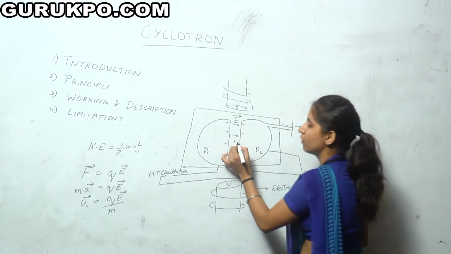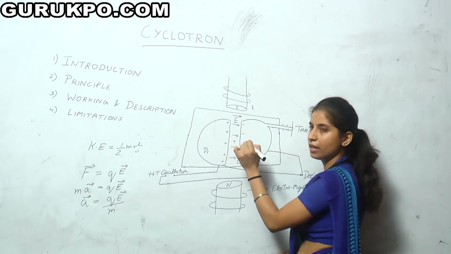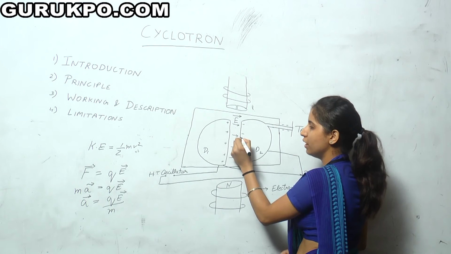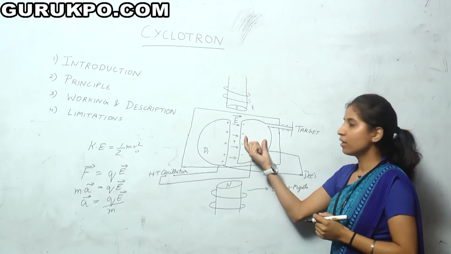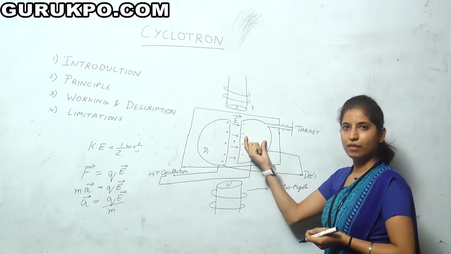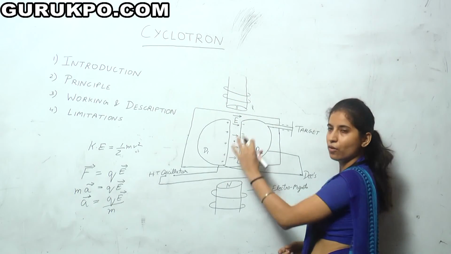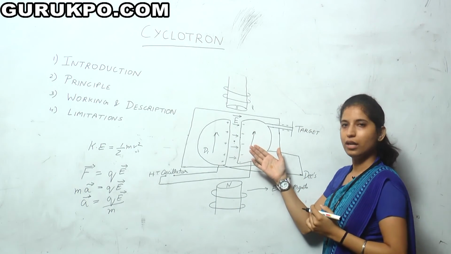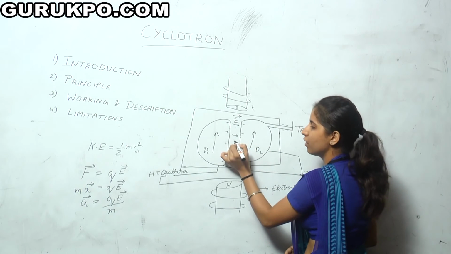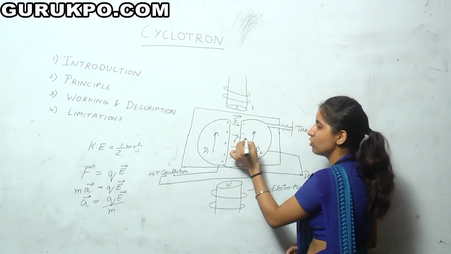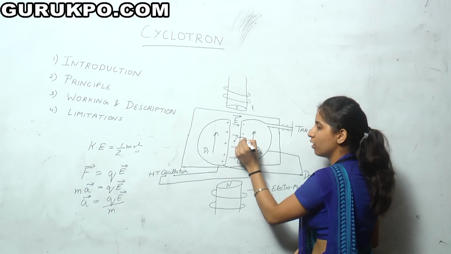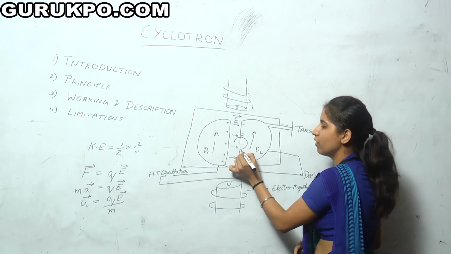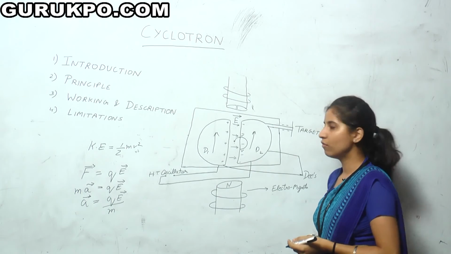If we take this positively charged particle as a source, it will acquire some acceleration and move inside the D. Inside the D, as it is a hollow enclosure, the electric field is 0, and because of these electromagnets we have a magnetic field inside. The magnetic field is perpendicular to the particle's motion, so the particle will turn around because of the magnetic field and come to this point. Here the velocity is v, the same as before, because the magnetic field does not affect the speed.